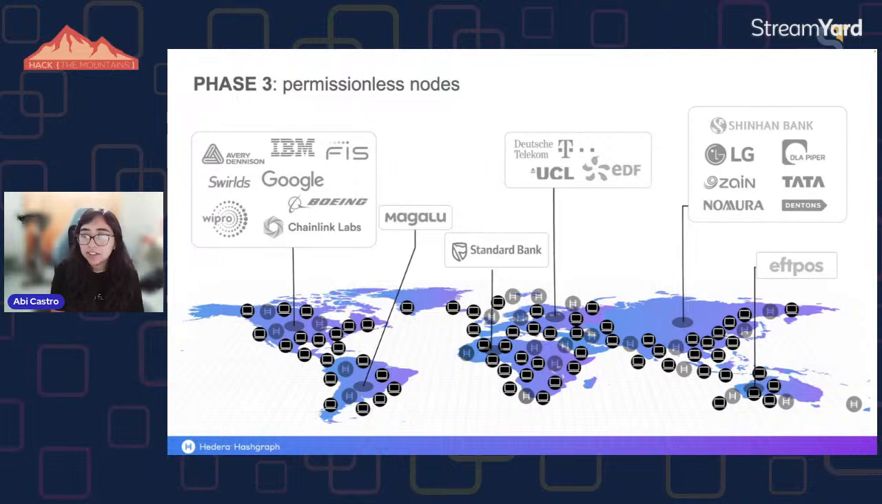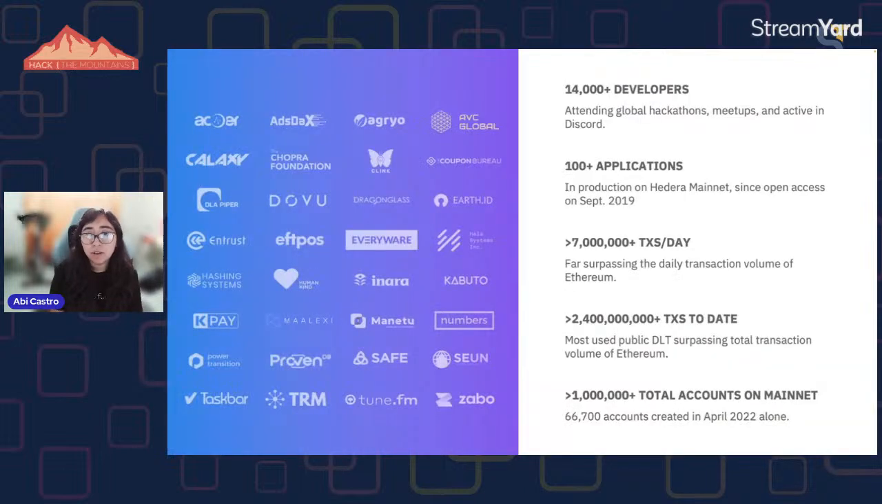The network continues to grow in use cases with over 14,000 developers attending global hackathons, meetups, and being active in Discord. There have been over 1 million total accounts on mainnet, and there have been a good variety of use cases that come from individuals and smaller teams. There are more than 100 applications in production on Hedera mainnet since open access in September 2019.